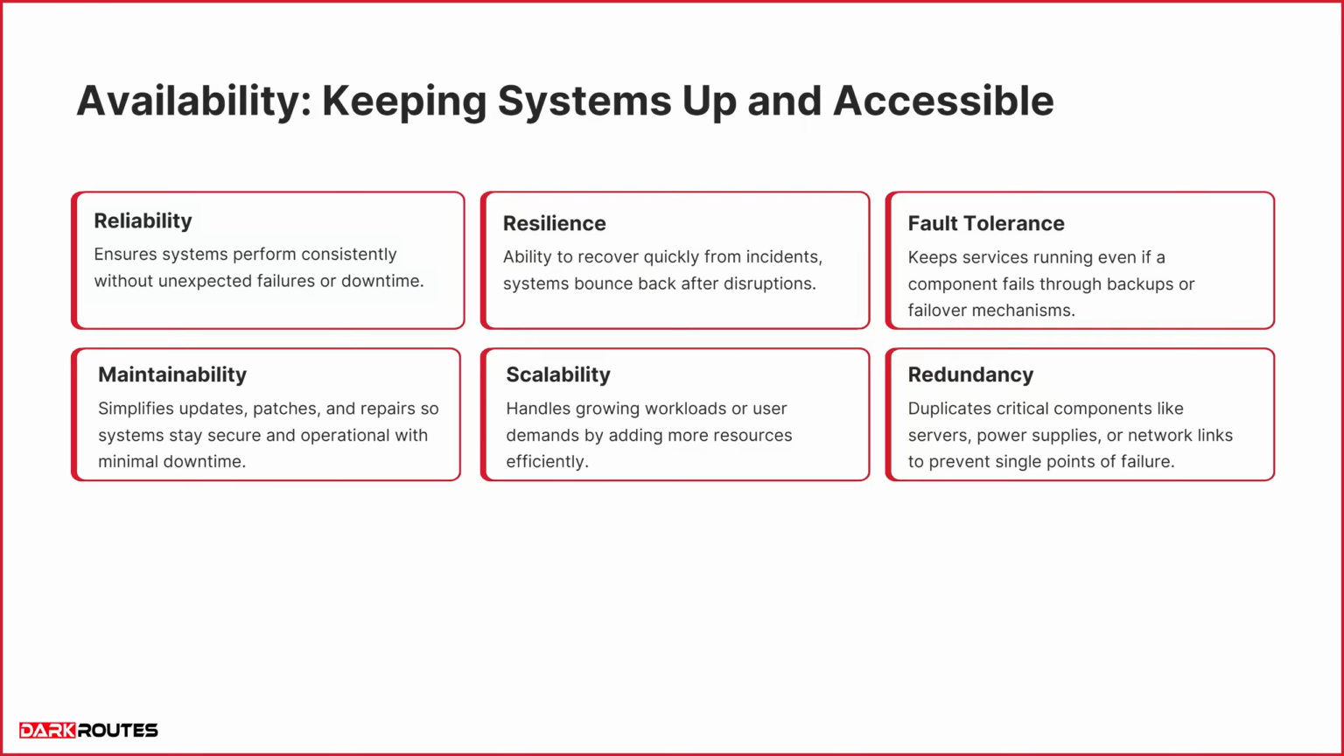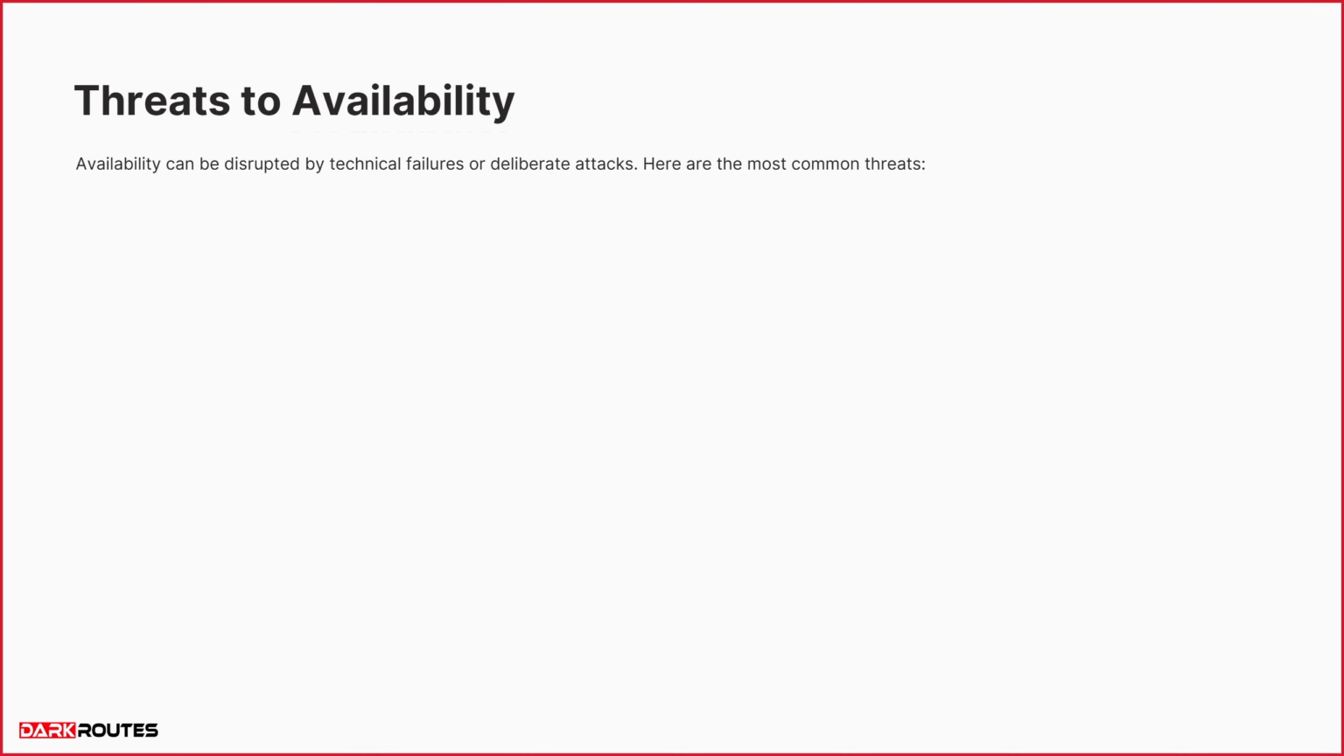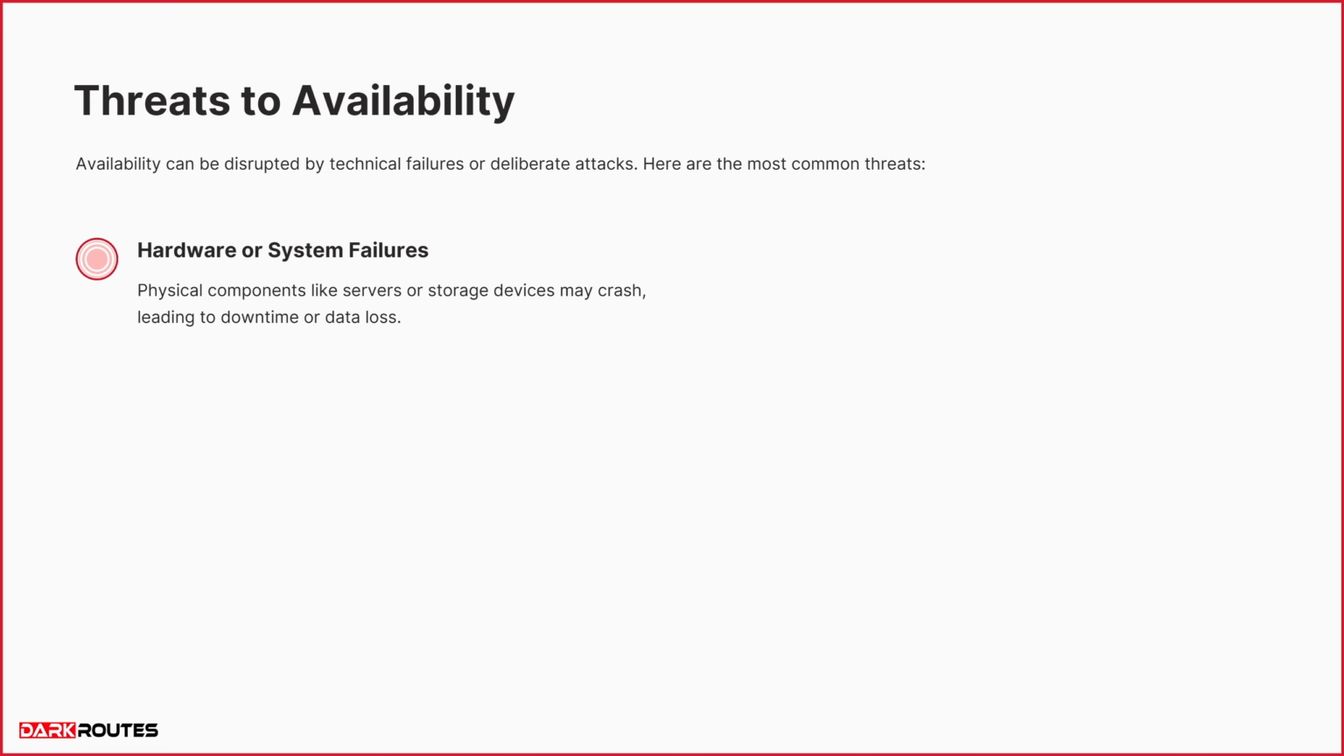When you talk about availability, the biggest challenge is not just keeping the system online. It's protecting it from the many threats. Now let's look at the most common threats to availability. First, hardware or system failures. Every physical system has a breaking point. For example, if a data center cooling system fails, servers can overheat and shut down, taking the business application offline.